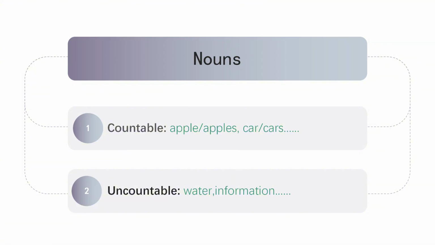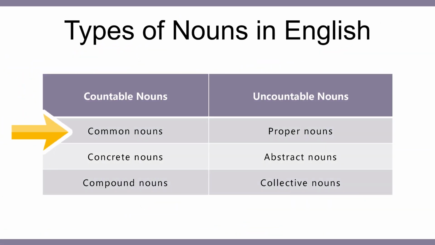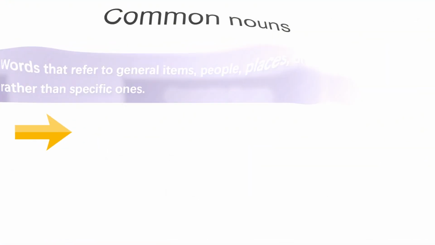Based on the attribute of number, English nouns can be divided into countable and uncountable nouns. Uncountable nouns typically exist only in the singular form, like water, information, while countable nouns can have both singular and plural forms like apple, apples, car, cars. In the upcoming lesson, we will discuss more about the grammatical rules for countable and uncountable nouns, as well as the rules for forming plurals. For now, let's focus on other types of nouns: common nouns and proper nouns.